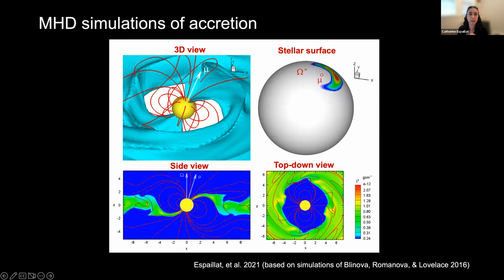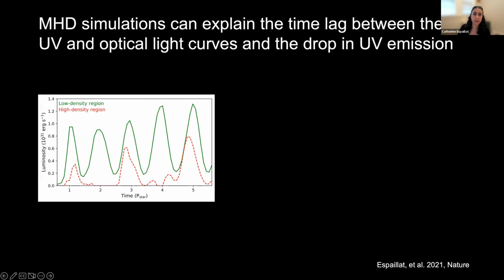It's crescent shaped, bent around the magnetic pole. It has a density gradient. And here are the light curves from the simulations of the hotspot. The low density region of the hotspot dominates the optical emission, and that leads to the solid line. And the high density region of the hotspot dominates the UV emission, and that leads to the broken line. Both light curves are modulated by the stellar rotation period, so that's what's giving you the peaks.